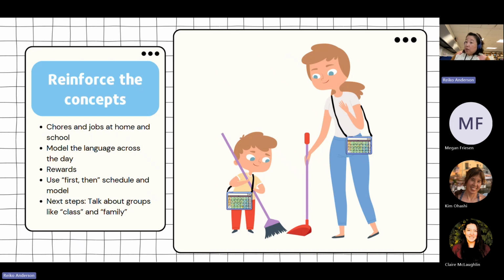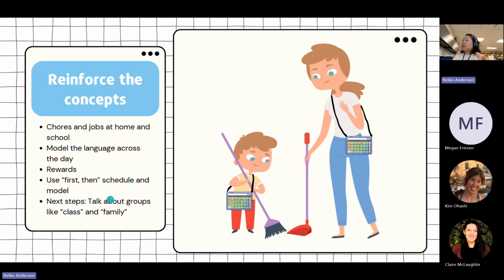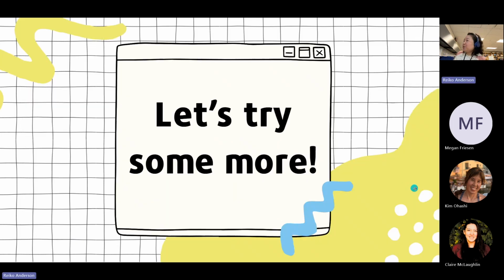So first, you need to do something. You need to do a chore, right? And then you can do something. You can read, you can play a game, up to you. What do you want to do? And that kind of stuff. And then we also talked about groups like class and family. I hope this is making sense. So we really worked to relate that government concept back to his life in order for it to make sense to him. So we're going to do a couple more examples.